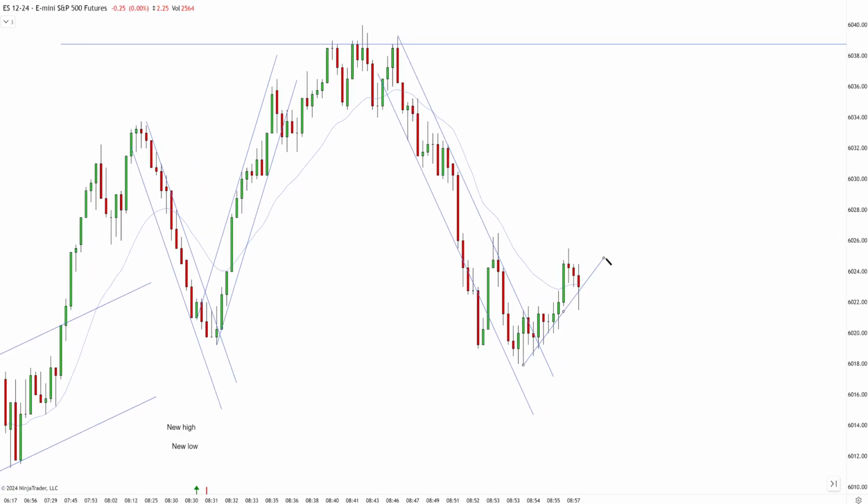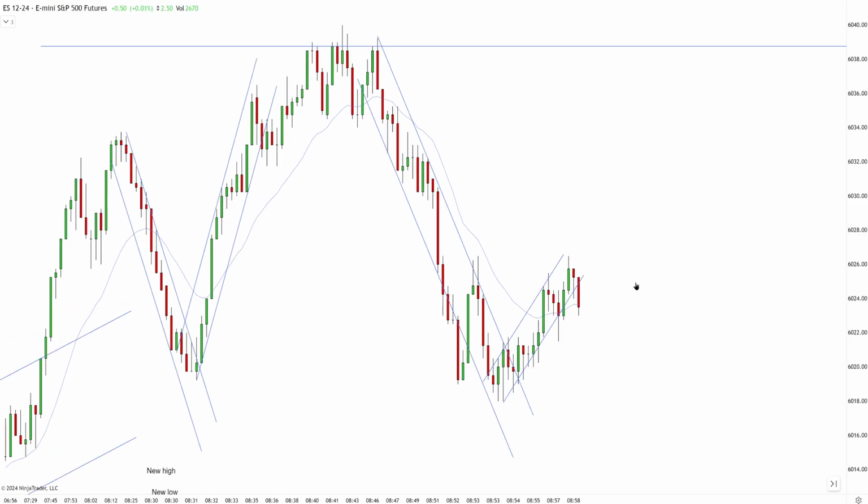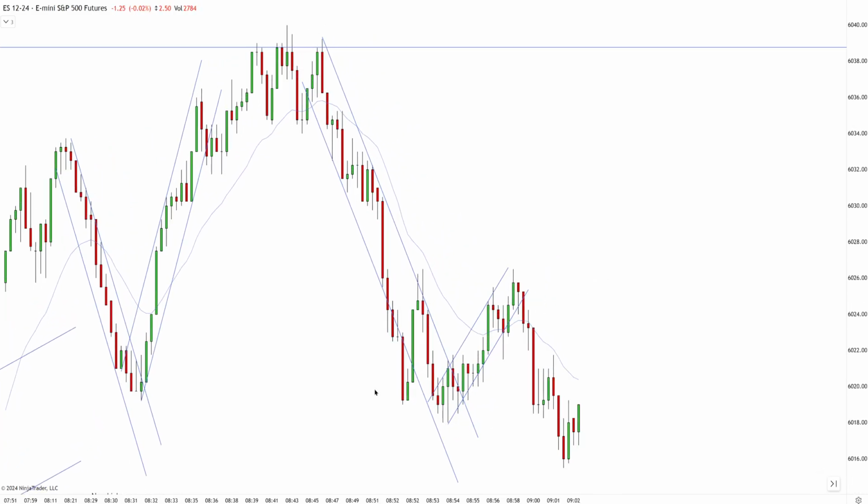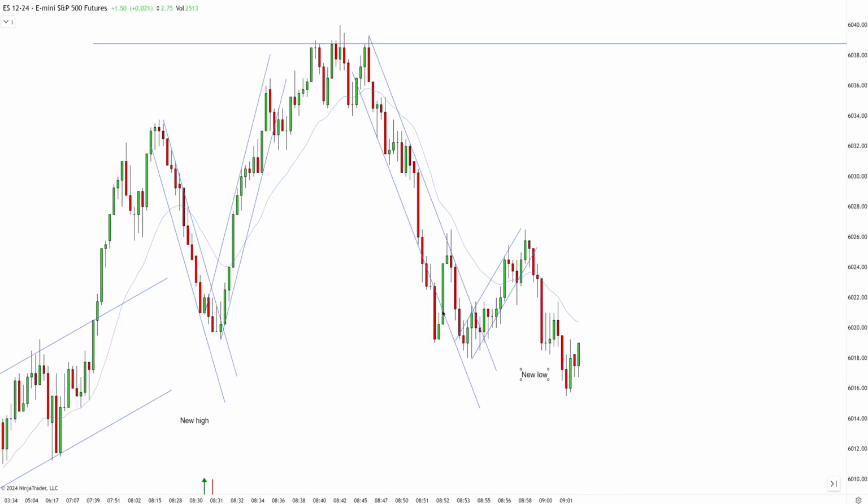I'm going to redraw the correction channel. A small break, new high, and the market created a push to a new extreme. So what I'm going to do, I'm going to mark my new low. There was no good short opportunity. I can see that the EMA is starting to go sideways. We're flattening and we have a small consolidation.